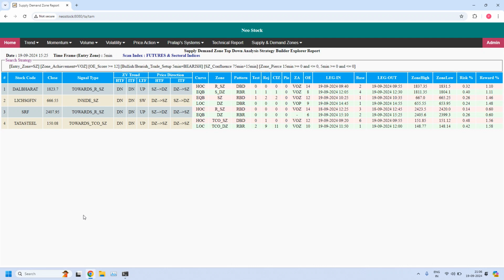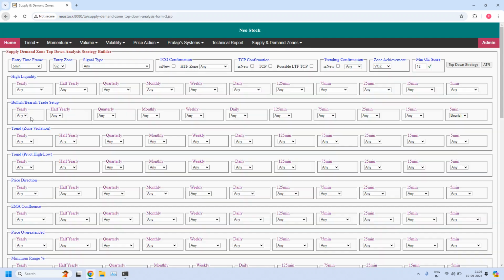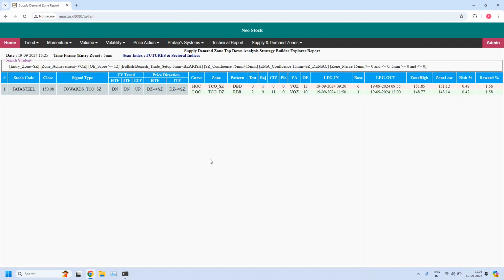That means 5 minute supply zone is part of the 15 minute supply zone. If any of these 15-minute supply zones are having EMA confluence, it's even more probable scenario. Let's verify if anything is available. In the EMA confluence, 15 minutes time frame, I'm checking 15-minute supply zone with daily EMA confluence. Oh, one stock, Tata Steel, is having the supply zone. It is a TCO zone.